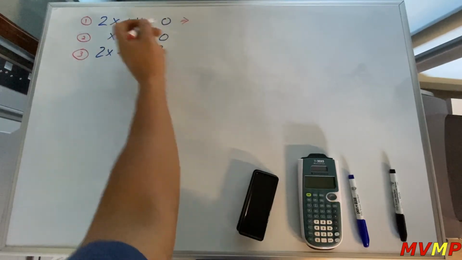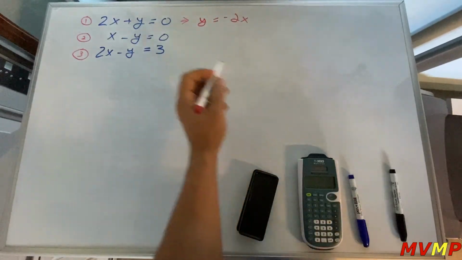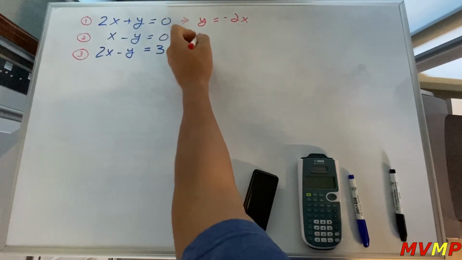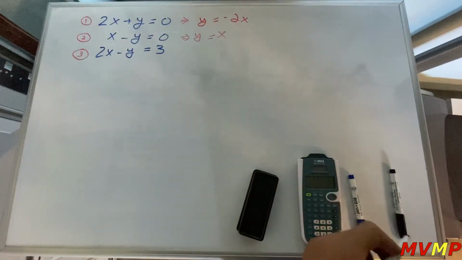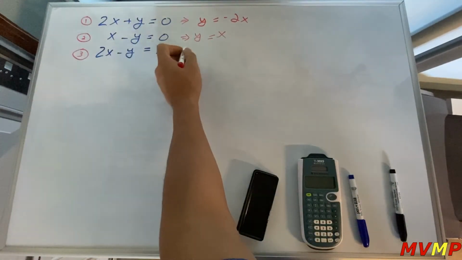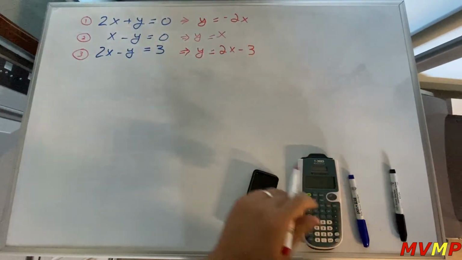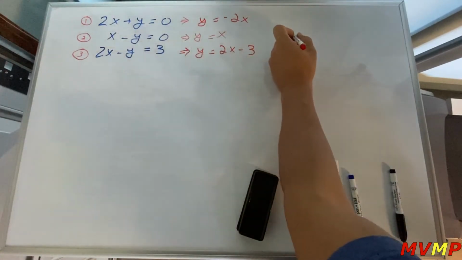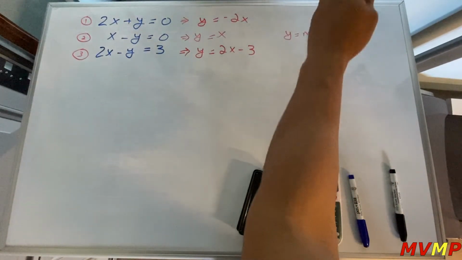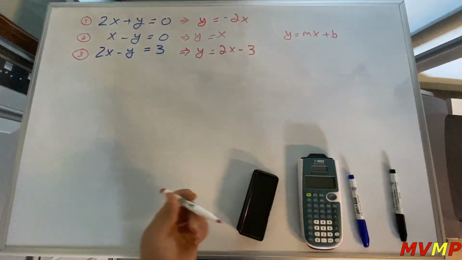So this one, if you get y by itself, you'll see that y is equal to minus 2x. This one, if you move the y to the other side, you'll get y equals x. And this one, when you move the y to the other side, you'll have y equals 2x minus 3. Now you've put this in the form you remember, y equals mx plus b. Your b is in the y direction, and your m is your slope. So that's the form we have it.